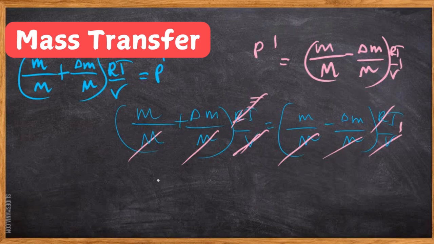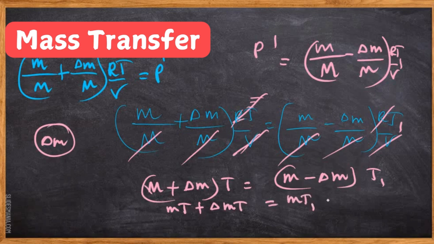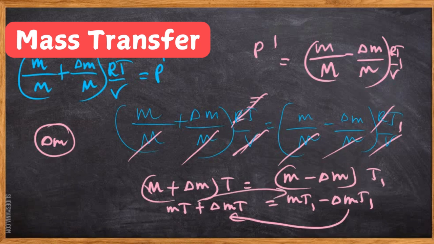Okay, so it's now (M plus delta M) times T equals (M minus delta M) times T1. What we have to do is make delta M the subject, right? So let's remove the brackets. MT plus delta MT equals MT1 minus delta MT1. So we can bring this here and that there, right?